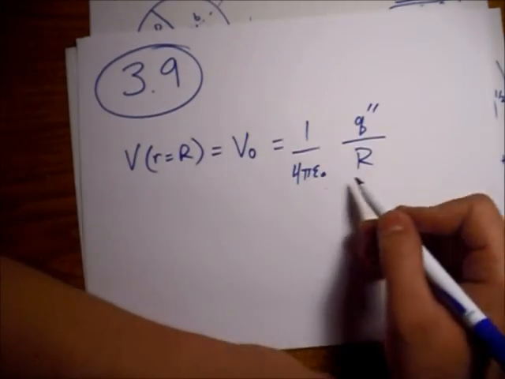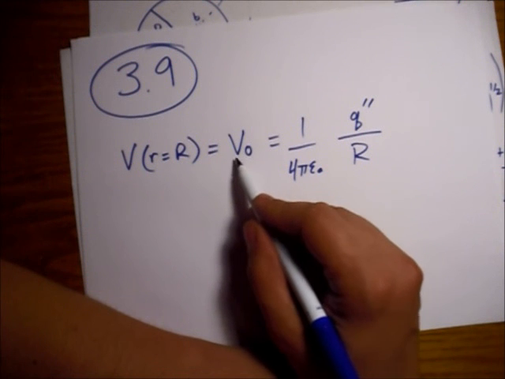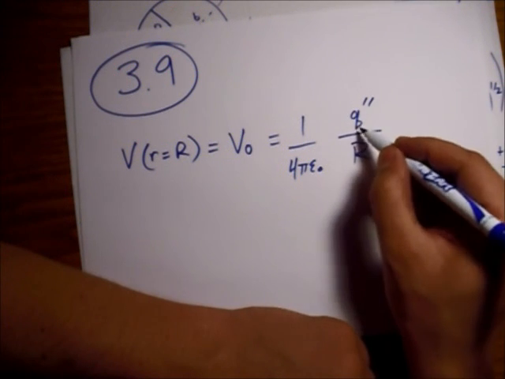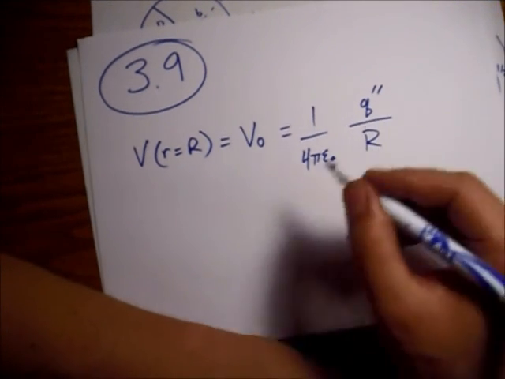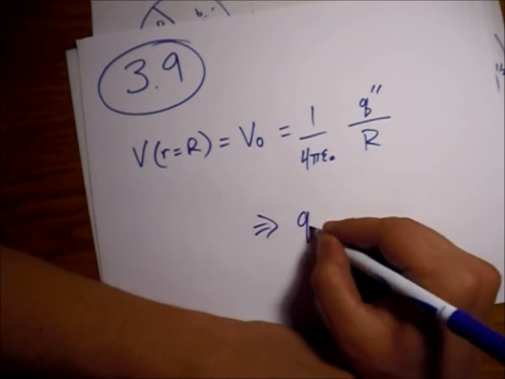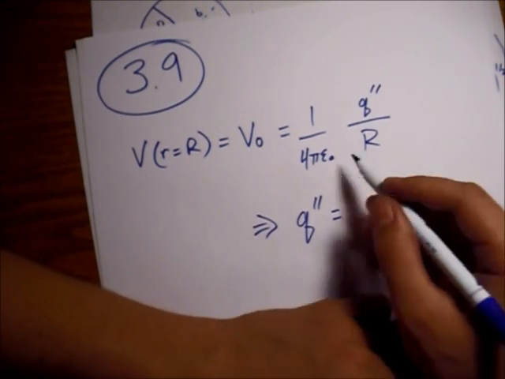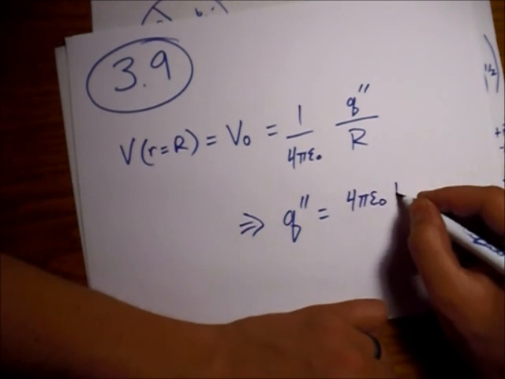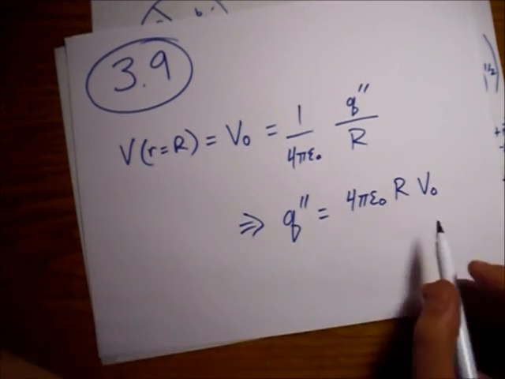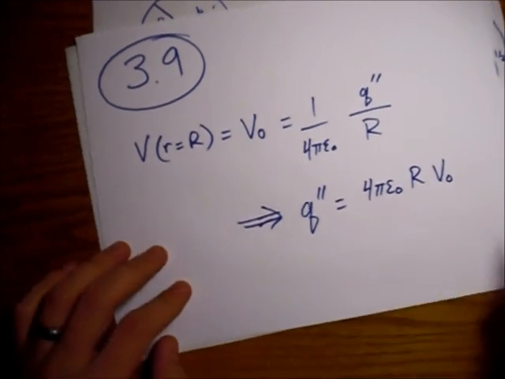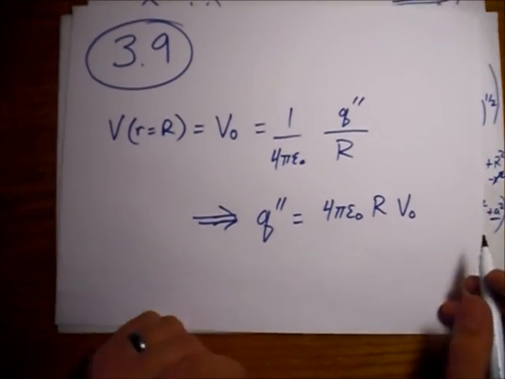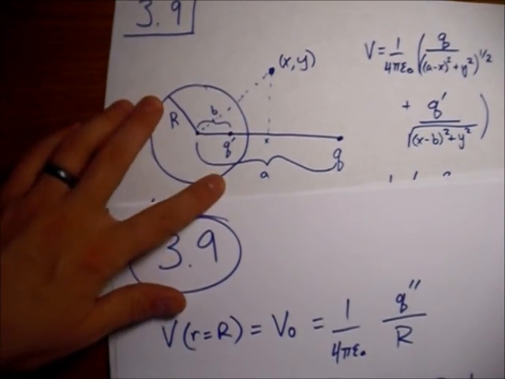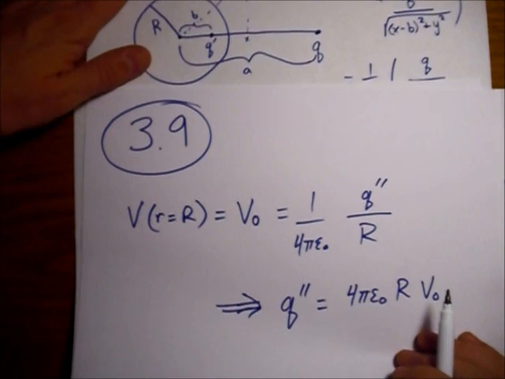Alright, so we can just solve this equation right here, since v naught is just given to us, that's what we're controlling. We can just solve for this q prime prime. I'm just multiplying everything through. So we have a 4 pi epsilon naught up on top now, we have a big R, and we have a v naught. That will tell us what q prime prime needs to be in order to get a potential, now instead of 0, of v naught out here at the surface of this spherical shell.